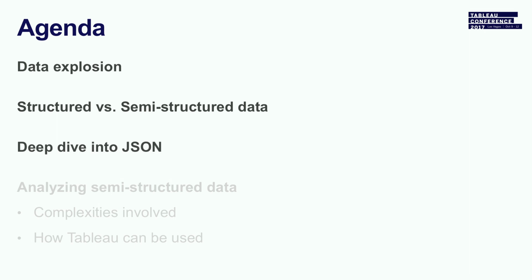Now, there are several formats of semi-structured data that are available to us. But of these, JSON is one of the most popularly used format. So we will look at what JSON is all about, why it is so popular, and also share some design principles for designing maintainable JSON schema.